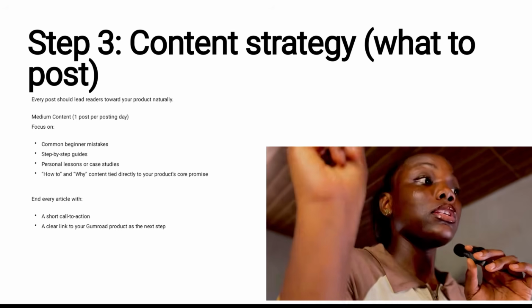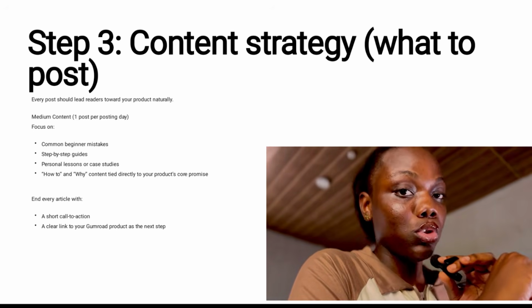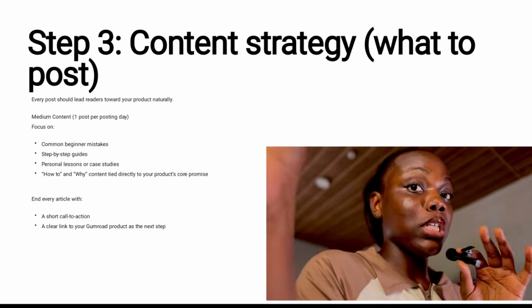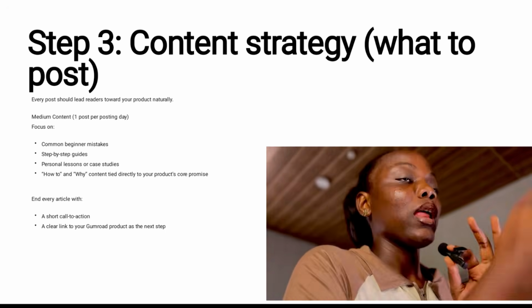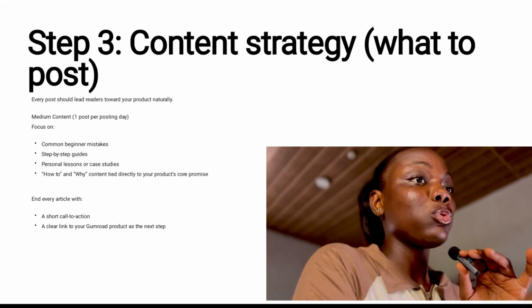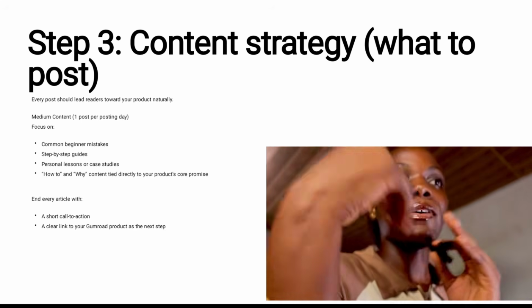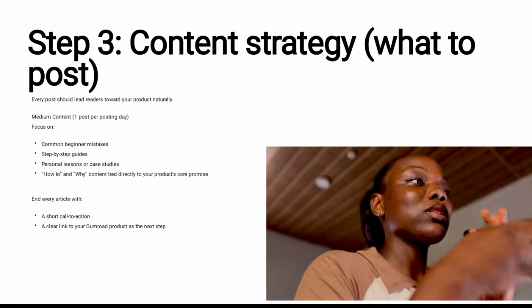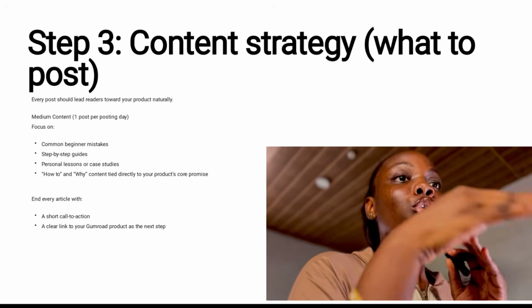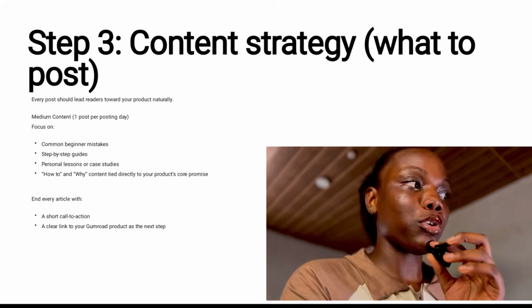Now step 3 is the content itself. Every post that you post to start promoting our Gumroad store should naturally lead to the product. Let's say you have a post about Canva. You don't want to be selling a digital product about YouTube automation because it's not relevant. It's not a seamless next step. You want that when people are done reading your post, they seamlessly want to go and check out your digital product, right?